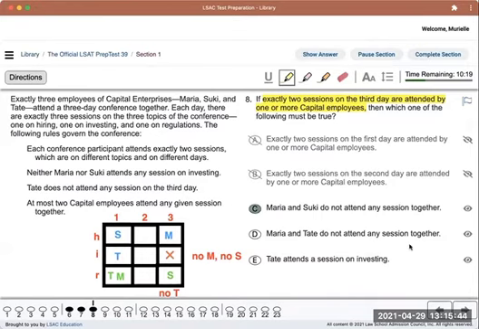Now, what's wrong with D? So D, M, and T do not attend any session together. Well, we have an example where they do. That's totally fine.